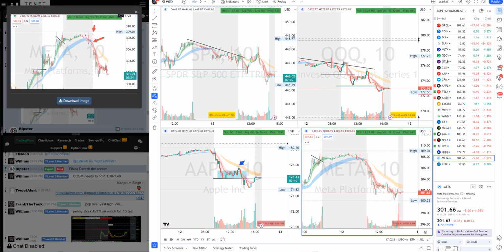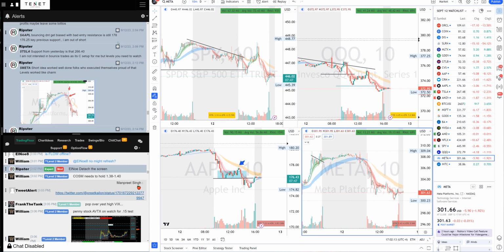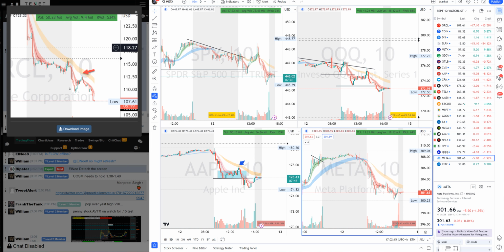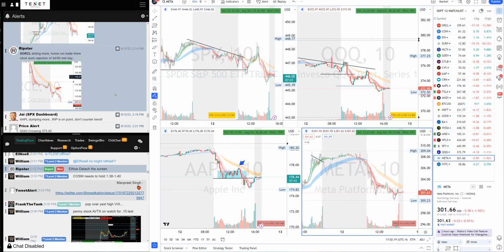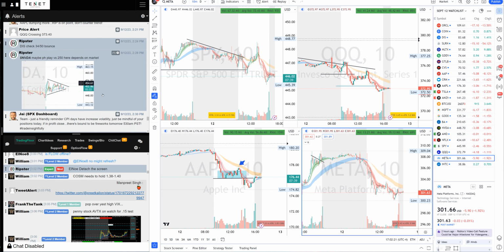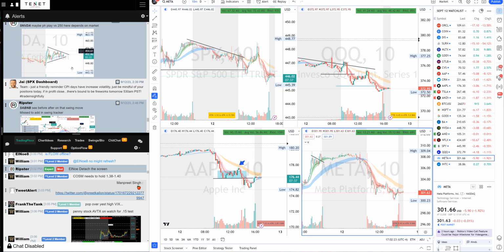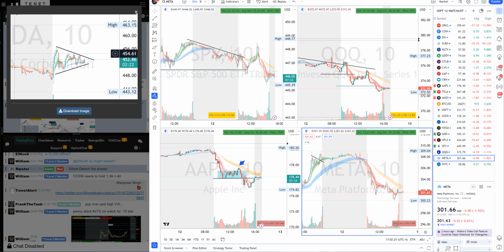So Meta short, you see that I talked about earlier, worked perfectly. Oracle short, you see this EMA Cloud rejection, all day fade on Oracle, the big win today. We were watching NVIDIA, never triggered with the market. If it had triggered this, would have traded it.